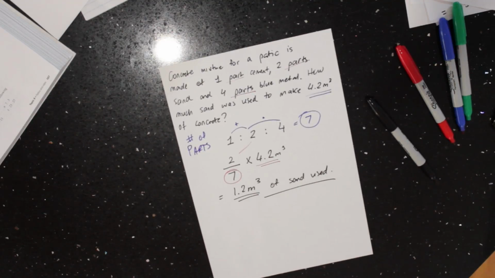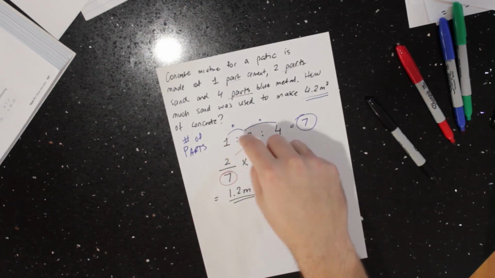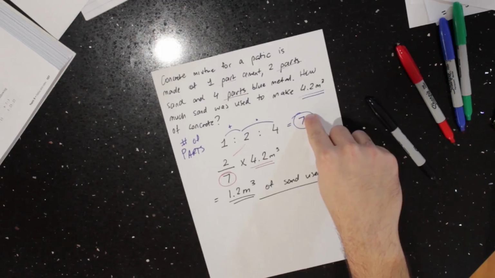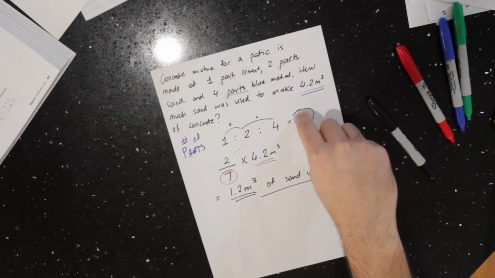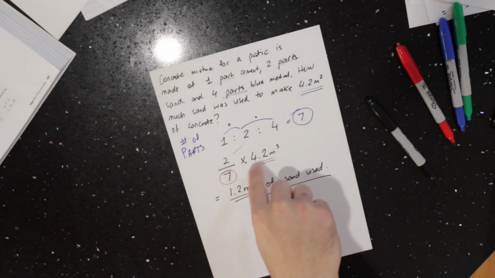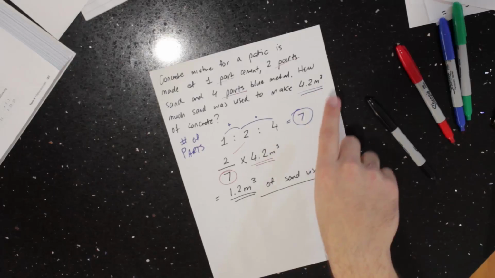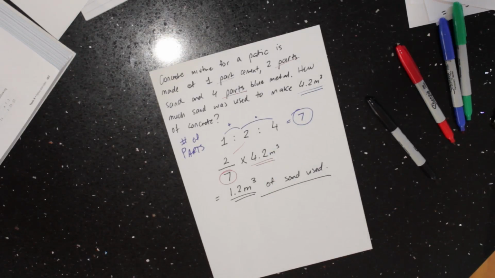So even though we've got a long ratio here using 3 numbers, we still just add them up to find the total number of parts. We take our part from our ratio, put it over the total number, multiply it by whatever we're trying to share, and then we'll get how much is used in total.